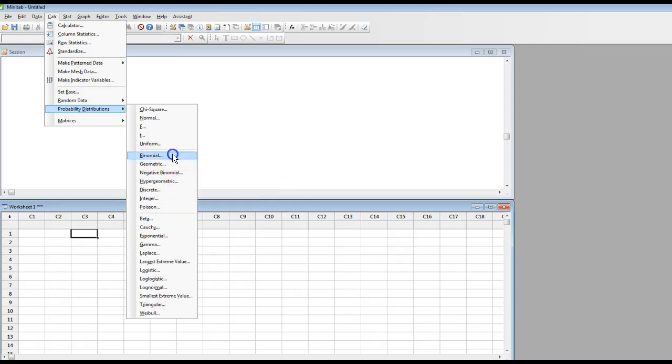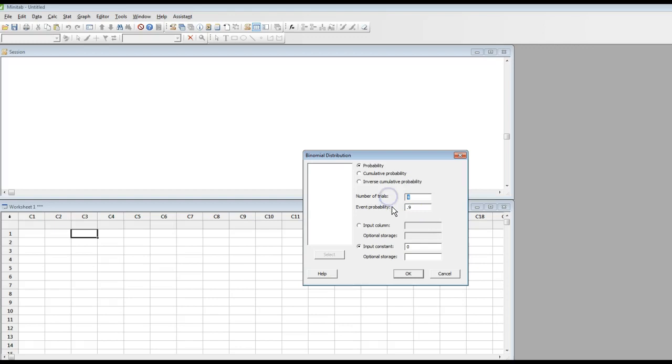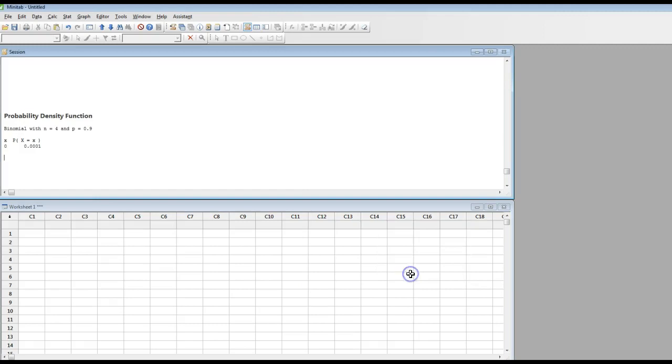I'm going to go to the binomial, and I already have it for the event probability 0.9, which is the success. And the input constants, because I'm not really getting the value from columns here, I'm getting it directly from constants here. So it's going to be 0. And if I run this, you will see the number of trials is 4 with the success probability of 0.9. And I wanted to get 0 passing that test, X, which is 0 in this case. If you run it, look here, it's exactly what we did manually.